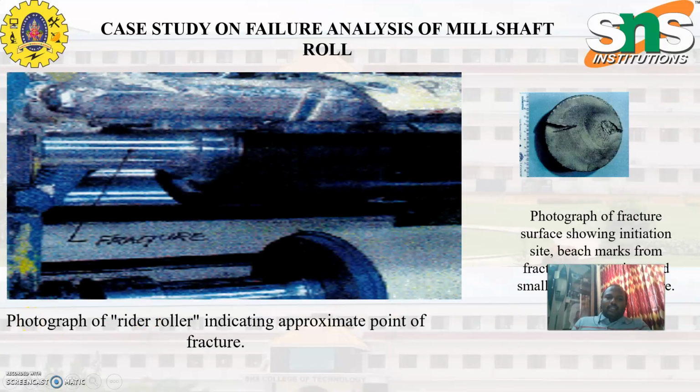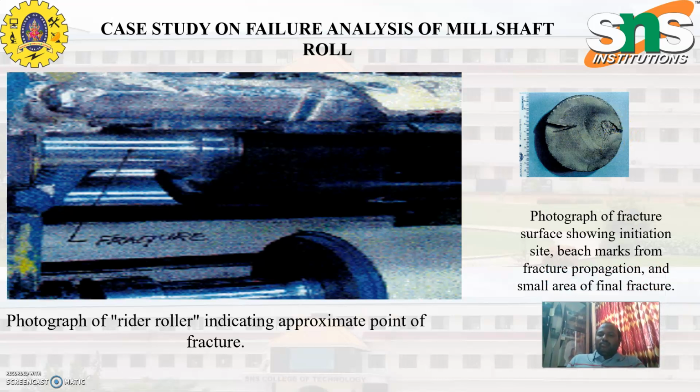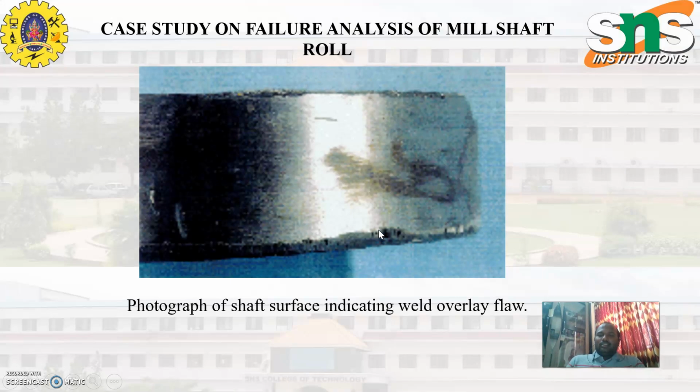So this is the fracture area. When we take a cross section, you can see some major cracks and other cracks, and here you can see some beach marks around. These beach marks imply that this is due to fatigue. The other thing is that there are some weld overlay flaws at the surface of the shaft.